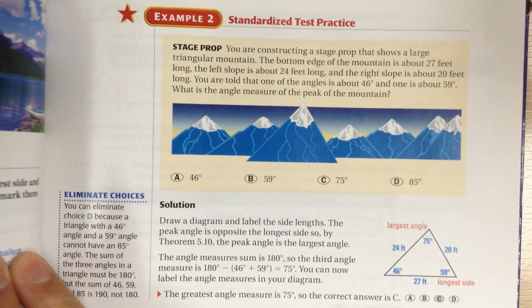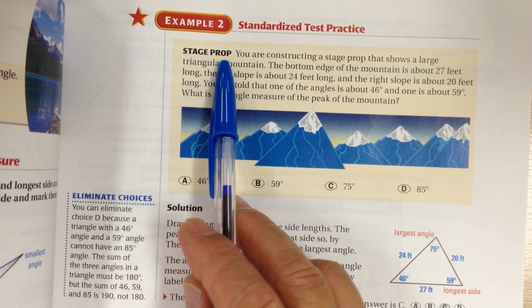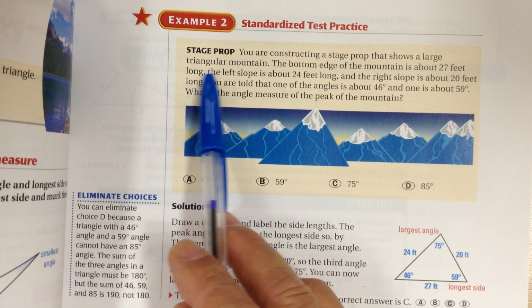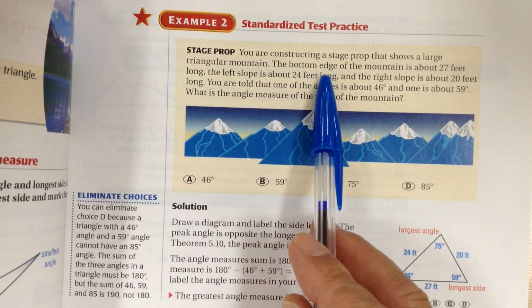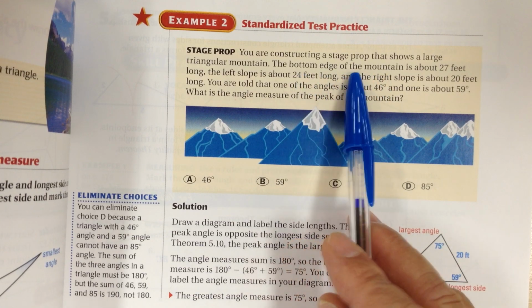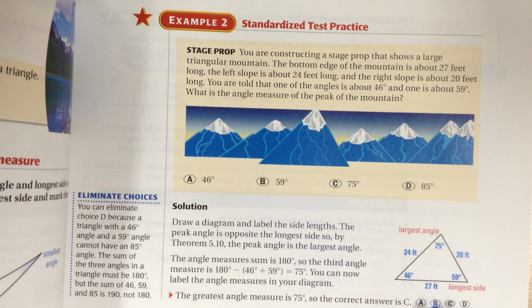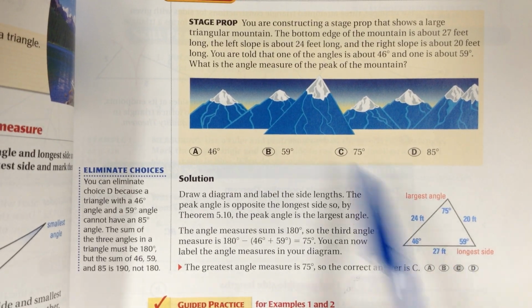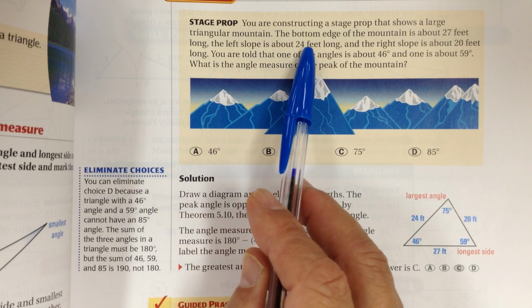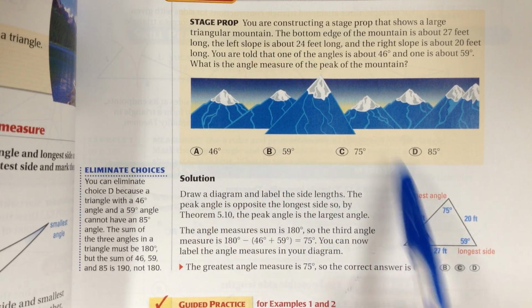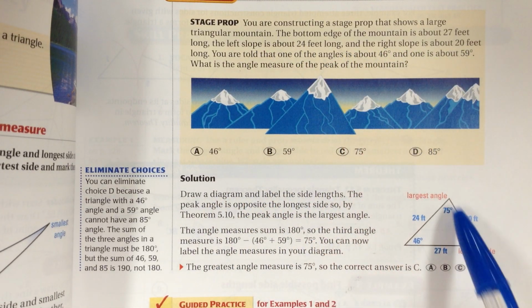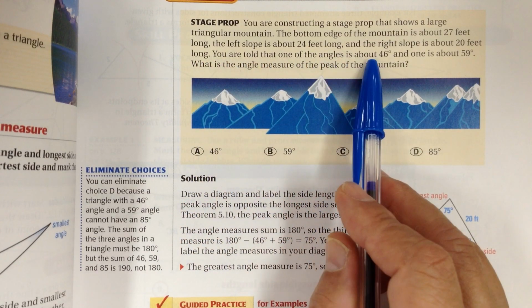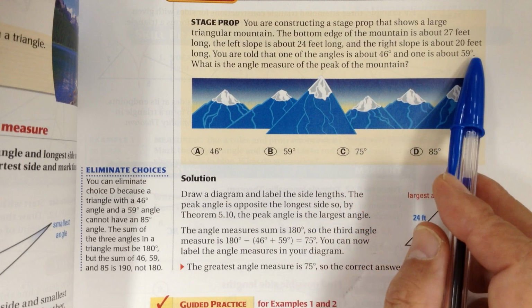So let's go to example 2. It's a stage prop. You are constructing a stage prop that shows a large triangular mountain. The bottom edge of the mountain is about 27 feet. So that's the picture right over here. The left slope is about 24 feet, and the right slope is about 20 feet. Now you are told that one of the angles is about 46 degrees and one is 59.